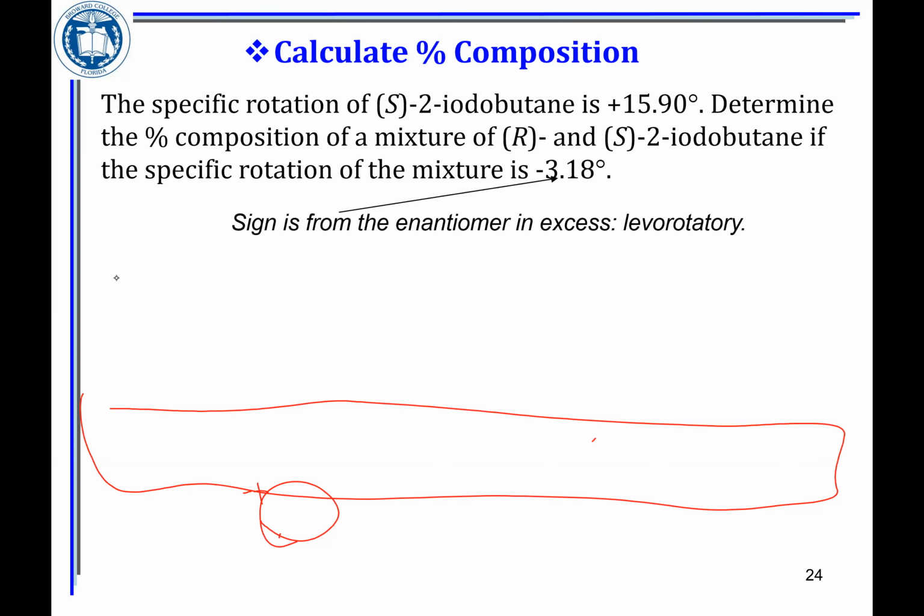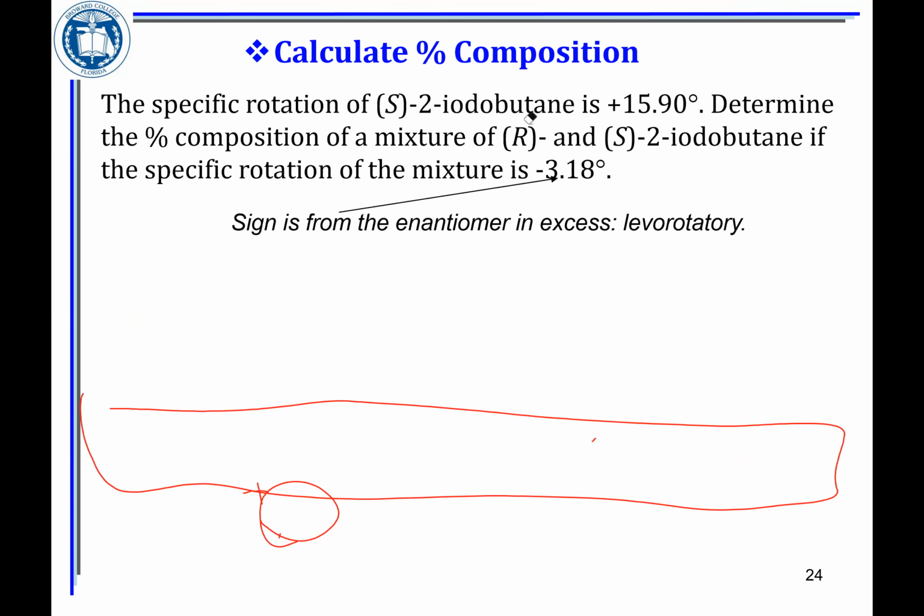Okay, the minus one. So if S has a specific rotation with a plus sign, the R is going to be in excess, because the overall observed rotation is negative. Does it make sense? Yes. Can you please repeat it? I'm sorry, I didn't get it.